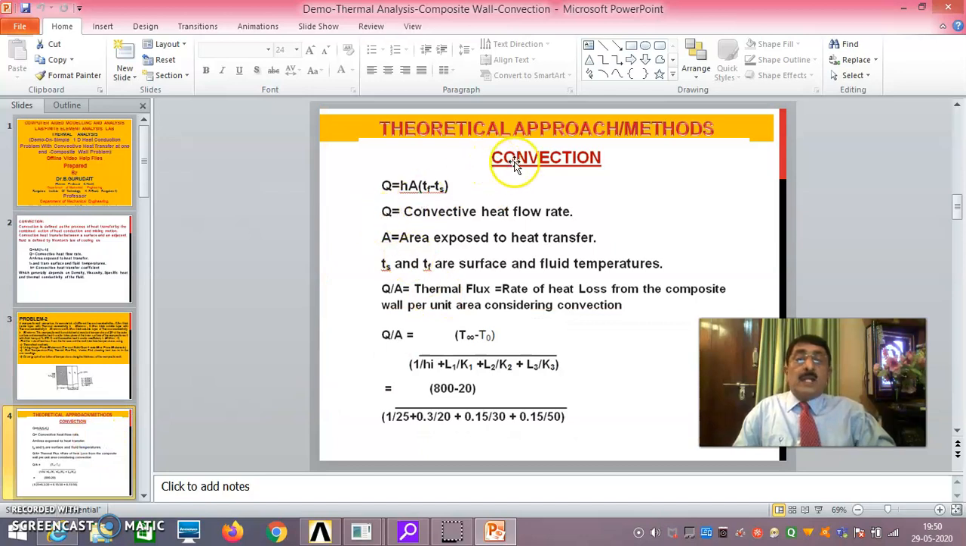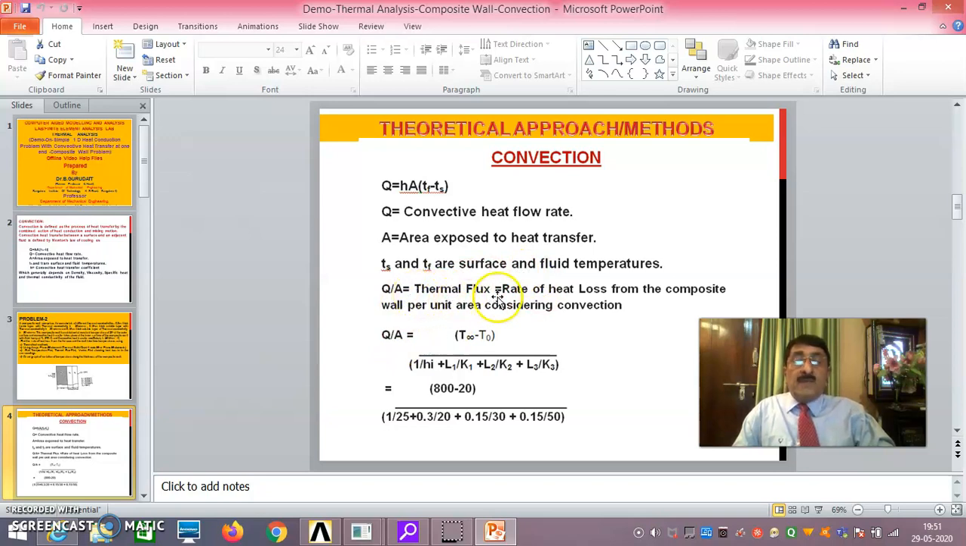Now you see here, theoretical approach, convection. Q equals hA(Tf minus Ts) because it is from the fluid to the surface. See here, it is from the fluid to the surface. In that way, you have to be careful here. Q is the convective heat flow rate, A is the area exposed to heat transfer, Ts and Tf are surface and fluid temperatures. Tf is the fluid temperature, that is 800 degrees. I'll come to that.